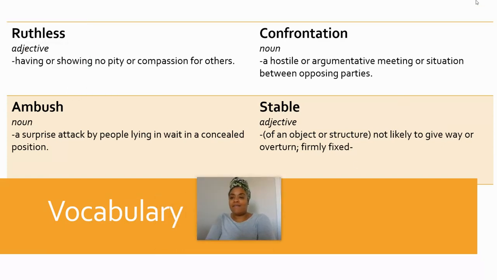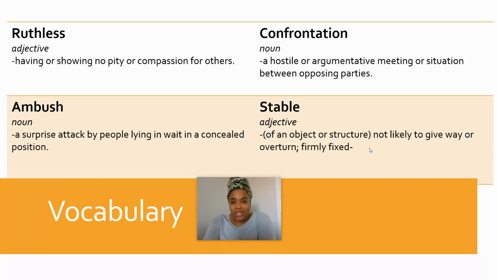We have some vocabulary terms that are going to help you understand the reading for today. The first vocabulary term is ruthless. What word? Ruthless is an adjective, meaning having or showing no pity or compassion for others. Our next word is ambush. What word? Ambush is a noun. It means a surprise attack by people lying in wait in a concealed position.